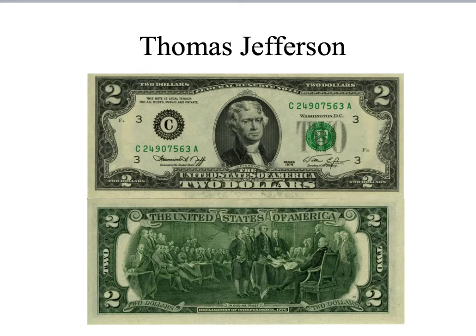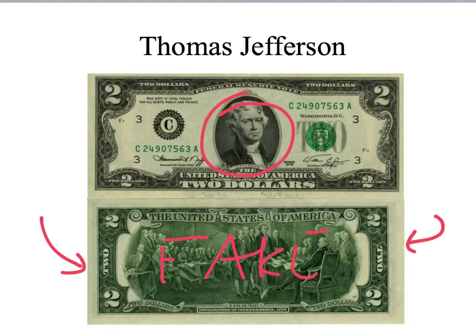The architect of the Declaration of Independence was Thomas Jefferson. You see him on the $2 bill right here. Look at the back of the $2 bill. What do you have? That's right, the Declaration of Independence. Fun fact, the $2 bill is a legal note in the United States. They haven't printed it for a very long time. You still see them from time to time, but it is very rare.